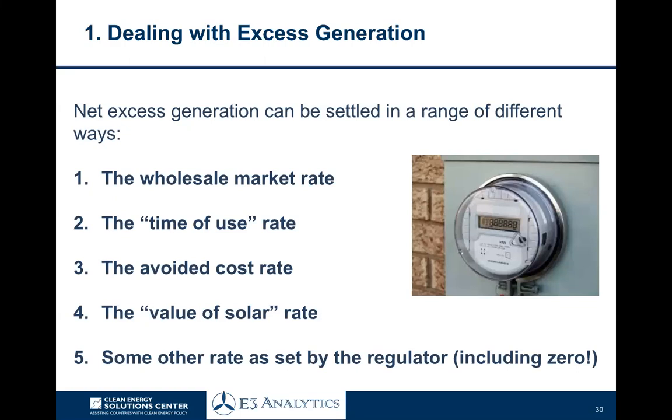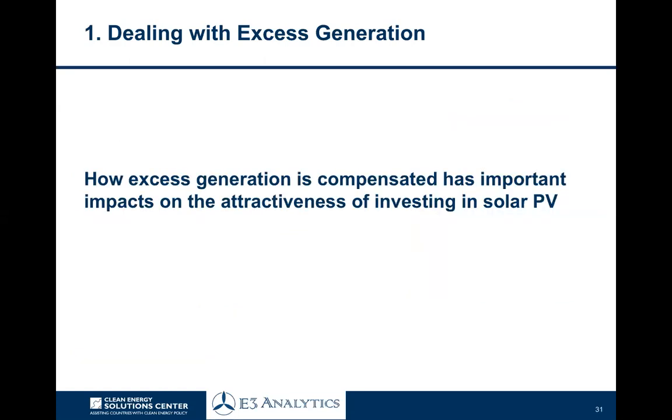This net excess generation that you carry over can be settled in a range of different ways. It can be settled at the wholesale market rate. We're seeing some jurisdictions in the US in particular starting to do this. The time of use rate, the avoided cost rate, in some cases, like in Austin, Texas, at the value of solar rate, or at some other rate set by the regulator, including zero. So in some cases, they will take the excess power and essentially confiscate it, or it will be compensated at a rate of zero. All of these possibilities are out there. How this excess generation is actually compensated has important impacts on the attractiveness of investing in solar PV. Whether you are getting a bill credit or a cash payment matters, and whether you can bank that and over how long matters.